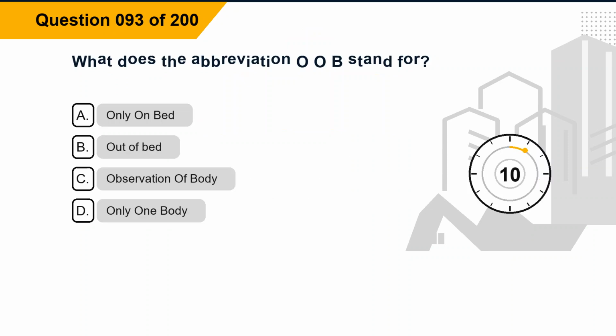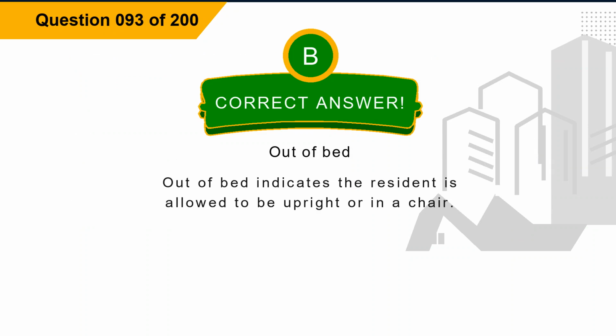Question 93. What does the abbreviation OOB stand for? Option A, only on bed. Option B, out of bed. Option C, observation of body. Option D, only one body. The correct answer is option B, out of bed. Explanation. Out of bed indicates the resident is allowed to be upright or in a chair.